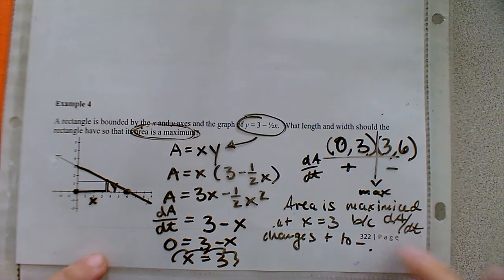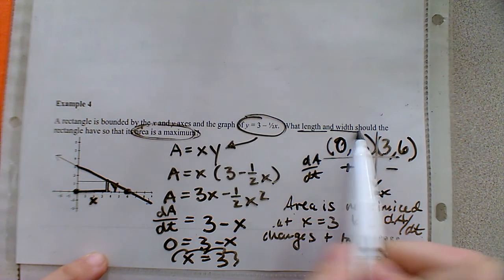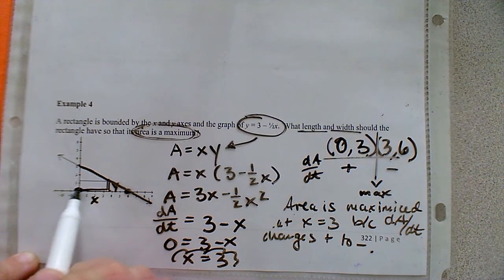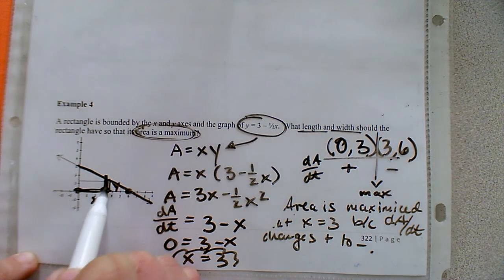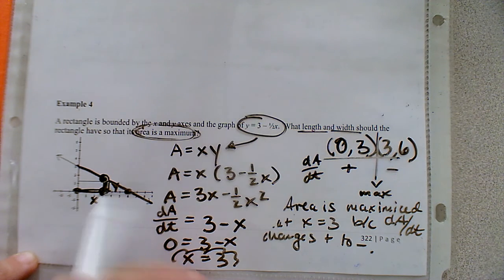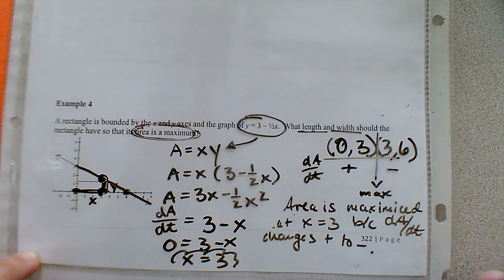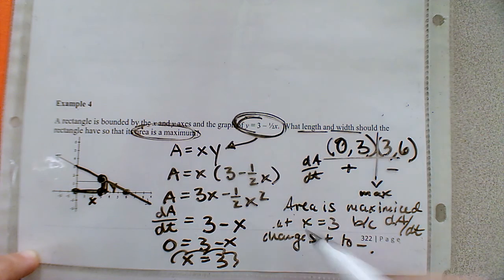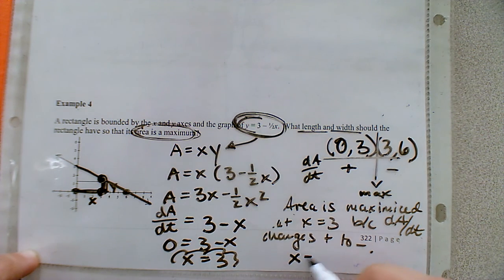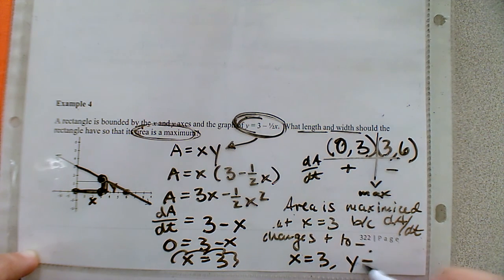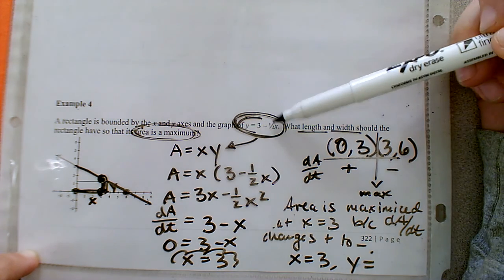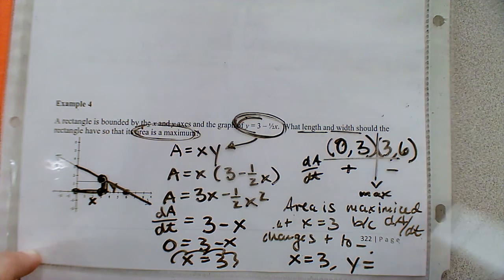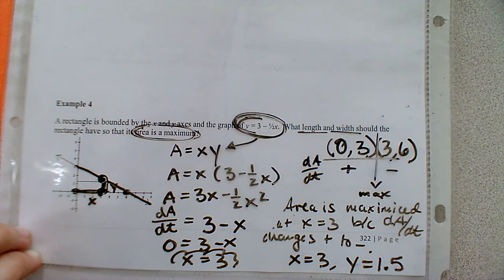Now to specifically answer the question though, they do want the length and the width. So we know that x value is 3, so we have that base distance, but we do also need to figure out the other dimension of the y. So if we know an x, how can we figure out a y? Maybe we can just use the equation that they gave us for the line. So we'll say x is 3 and y is, if I plug in 3 for x, 3 minus 1.5 is 1.5. So there's our other coordinate.